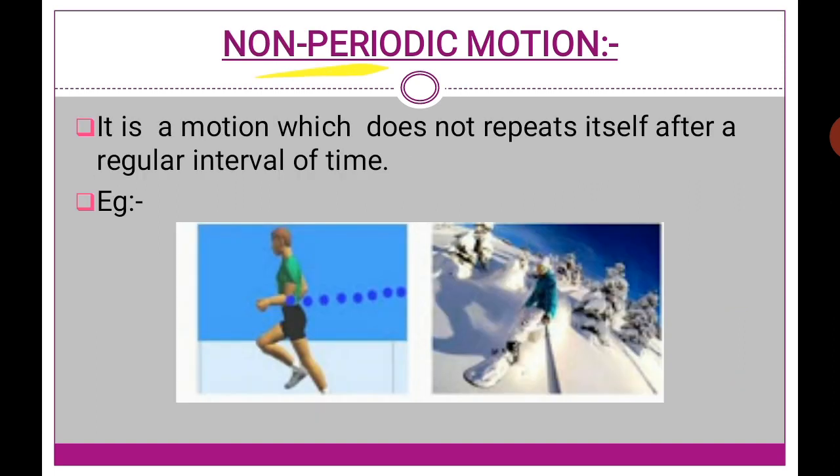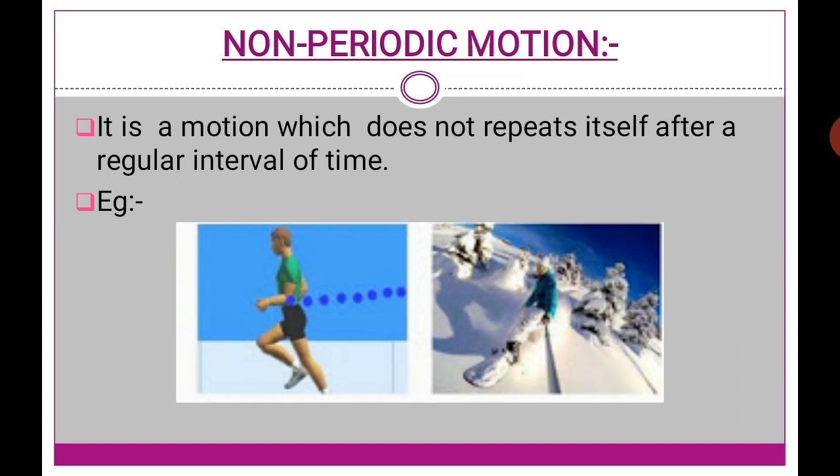Next is non-periodic motion, which is the last type of motion. It is a motion which does not get repeated itself after a regular interval of time. That is, a motion which is not repeating itself after a regular interval of time is known as non-periodic motion. For example, if a boy is running, it is not necessary that the motion will repeat itself. So it is an example of non-periodic motion.